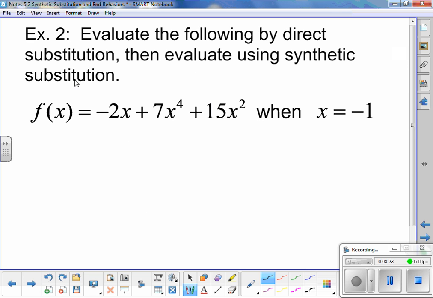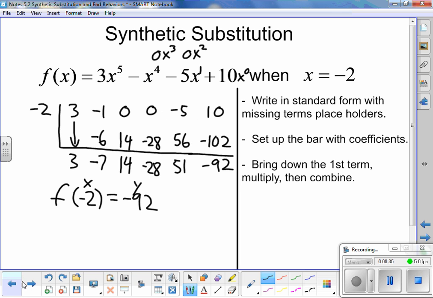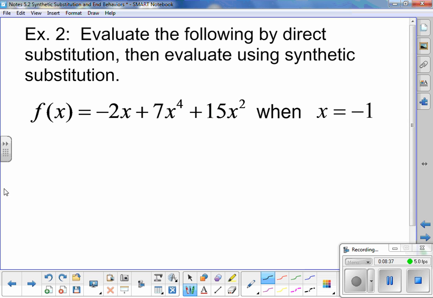So evaluate the following by direct substitution, then evaluate using synthetic substitution. Basically, this one I wanted you guys to do it 2 ways, just so you can show yourselves that it works both ways. But since these are online notes, I'm just going to do one of them. So I already did that one.